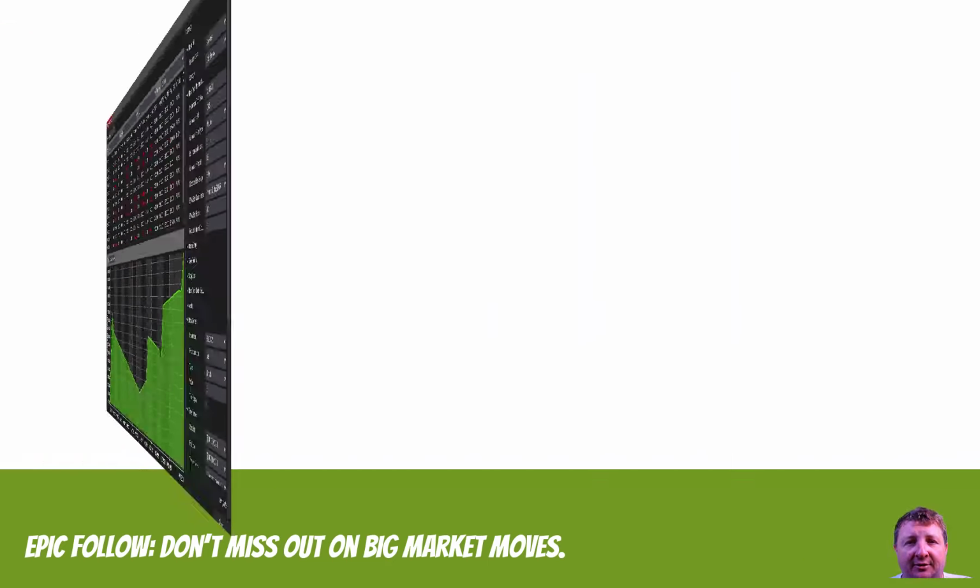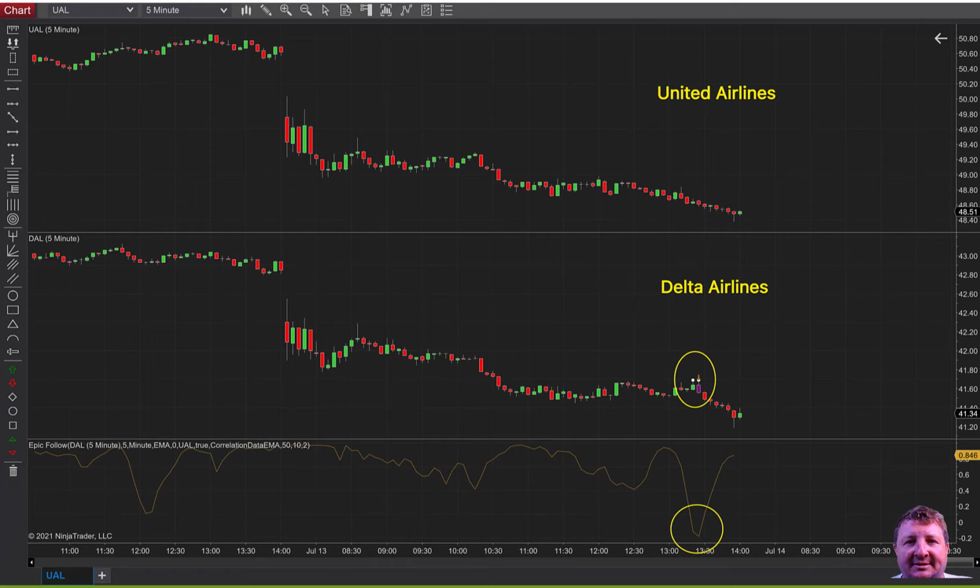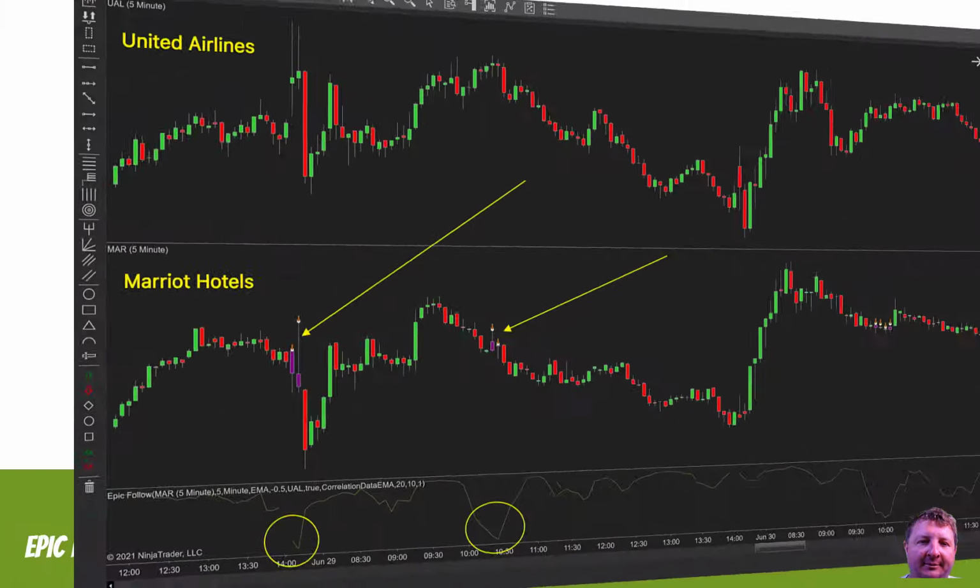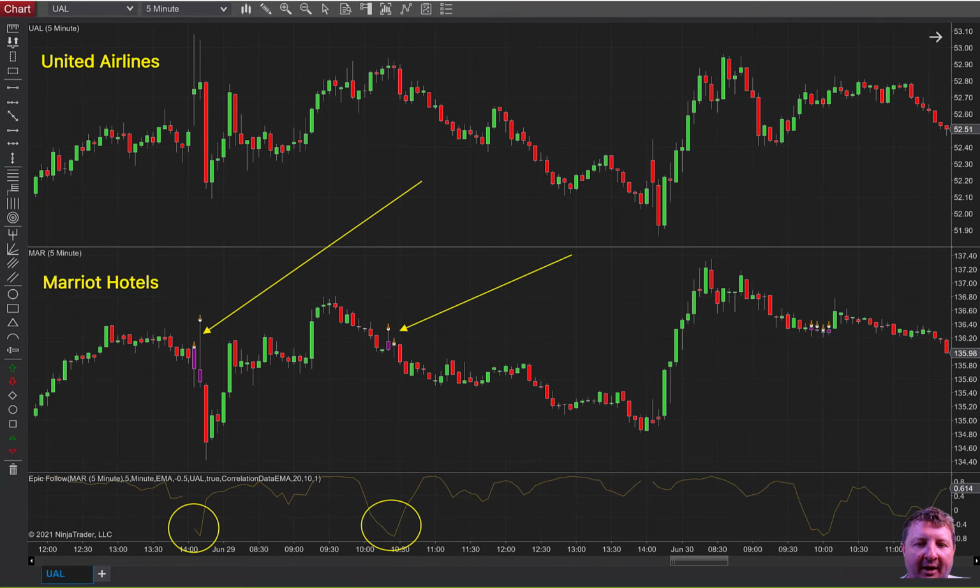So this also just affects sectors, right? If the airline sector or a specific airline, if United Airlines moves very quickly and Delta hasn't, Delta will catch up. If the airlines have taken a huge hit, the hospitality, the hotel, there are different correlations between so many different instruments, and that's what I really, really love about Epic Follow and the setup here. So as we get going into this, just keep in mind some of the perks here is that this is great for algo trading.